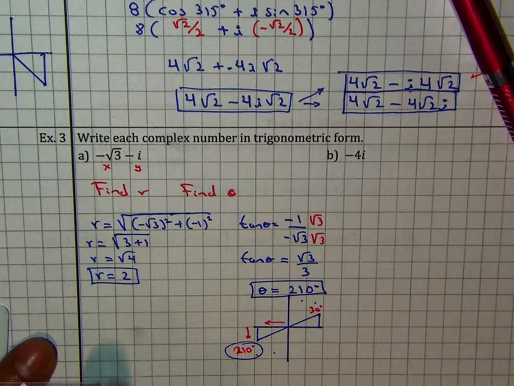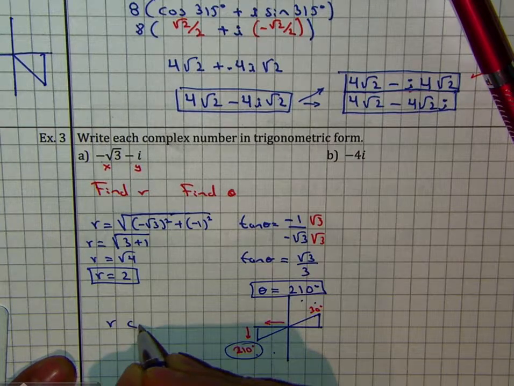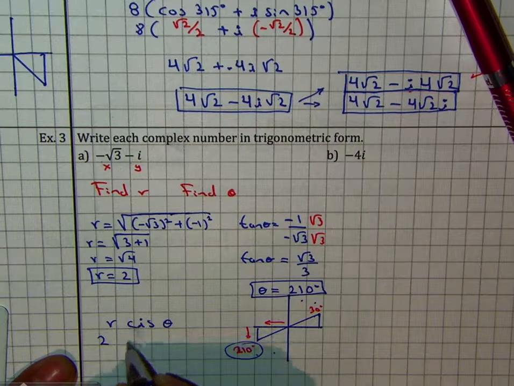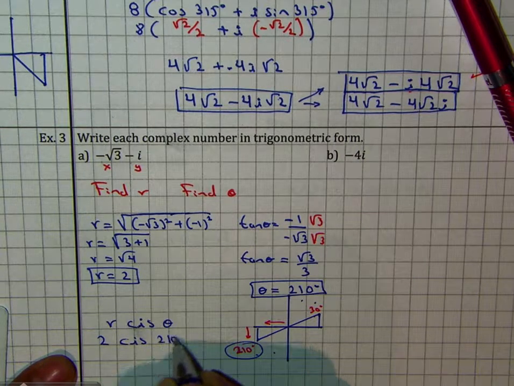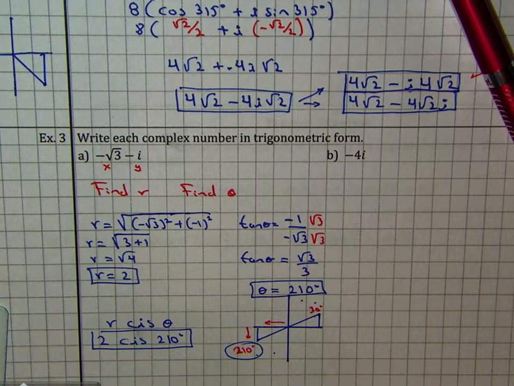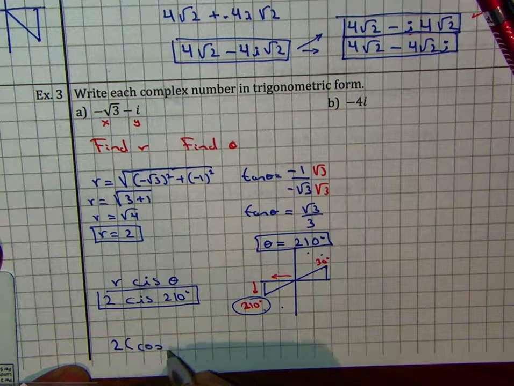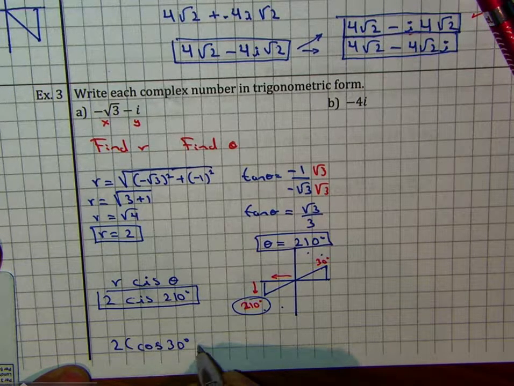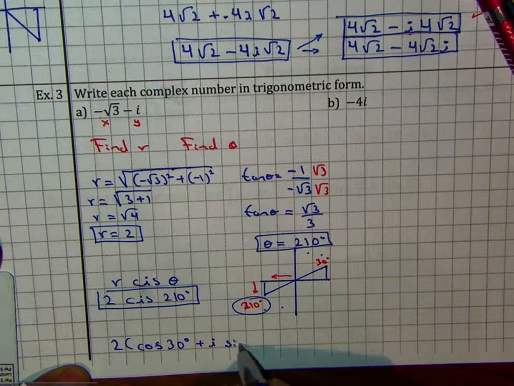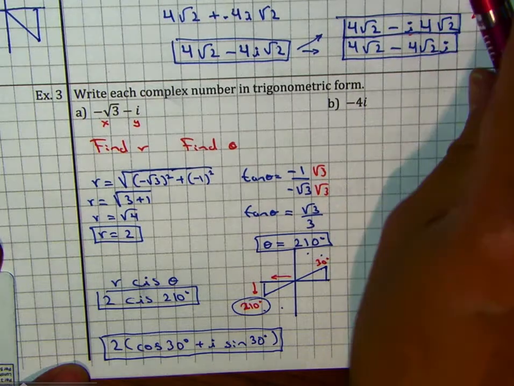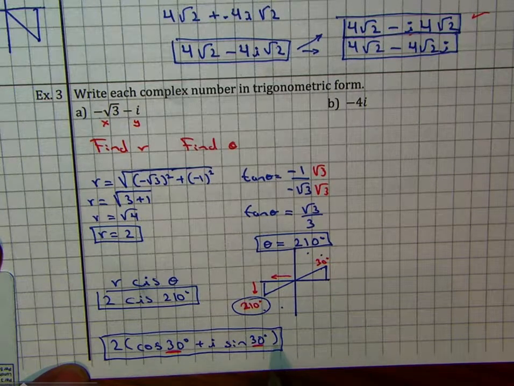And now that I found R and theta, I can rewrite it as R CIS of theta, which is 2 CIS of 210 degrees. Or if you want, you can write it in the longer notation, which will be 2 cosine of 210 degrees plus I sine of 210 degrees. And one of the things that you'll notice is that every time we are writing a complex number in trig form, those two angles will always be the same.